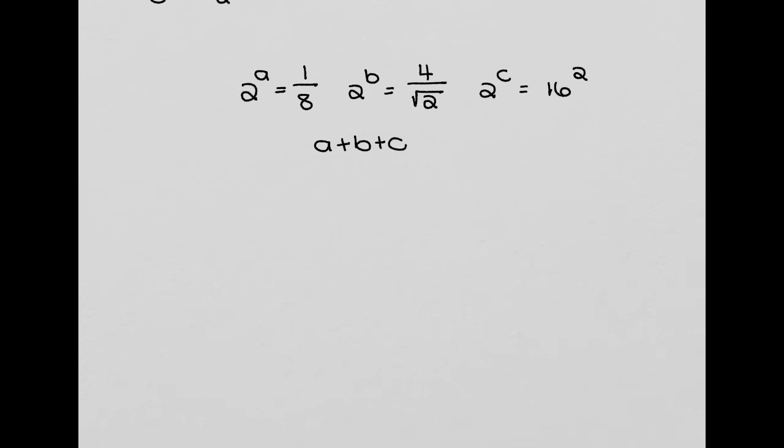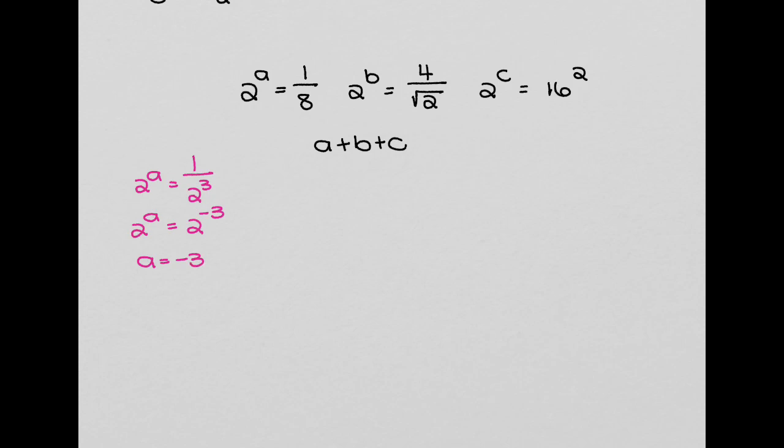All right, so let's have a look at this one. Let's start with the first bit. So I've got 2 to the power of a equals 1 over 8. 8 can be written as 2 cubed. There's a fraction, don't want that. So I'm going to turn it into a negative power. So I've got 2 to the power of a is equal to 2 to the power of negative 3, which means that a is negative 3.